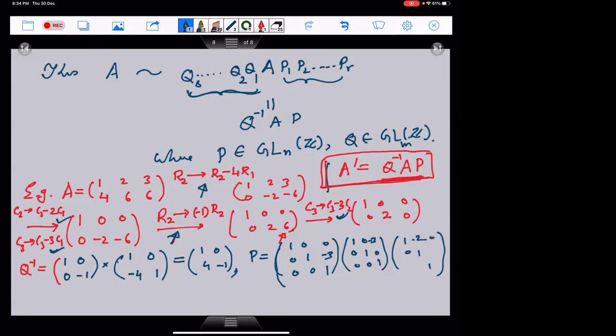Yes, it's minus 2. No, I think I have written wrongly. This, yeah, this is fine. So you verify that you are going to get 1, minus 2, 3, 0, 1, minus 3, 0, 0, 1. So P looks like this, and Q inverse is this.